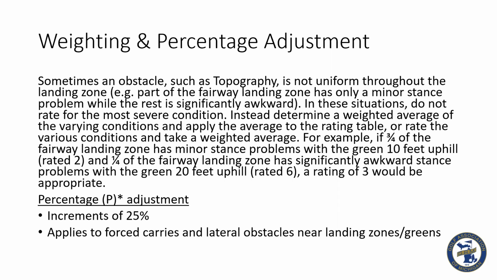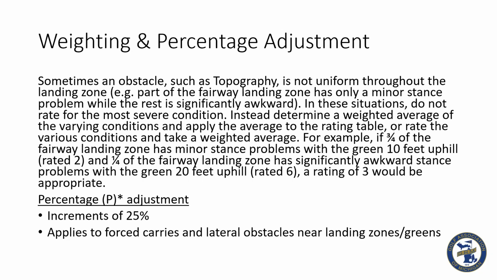Okay. All right, so weighting and percentage adjustments. Sometimes an obstacle such as topography is not uniform throughout the landing zone. This is a good example: part of the fairway landing zone has only a minor stance problem, while the rest is significantly awkward. In these situations, do not rate for the most severe condition. Instead, determine a weighted average of the varying conditions and apply the average to the rating table. Or rate the various conditions and take a weighted average.